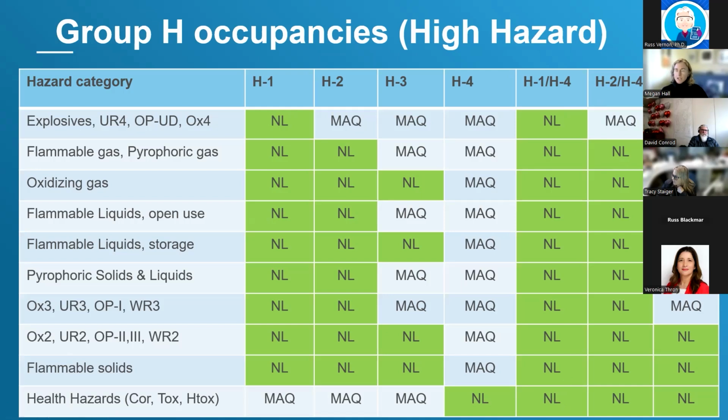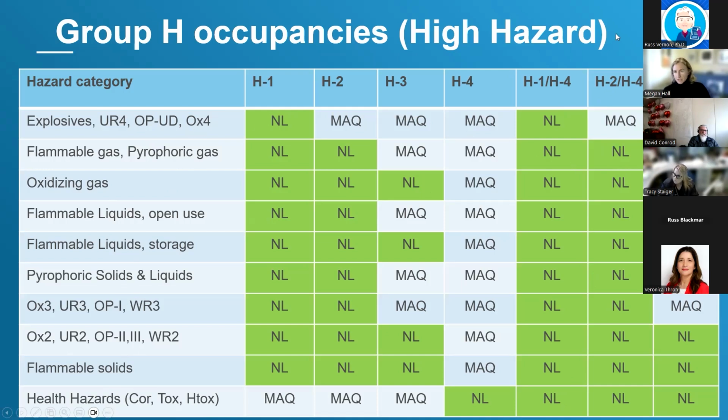H2, H4s are great if you have things that are pyrophoric and toxic materials, because you can have unlimited flammable pyrophoric gases, all of your pyrophorics are unlimited, and you can have unlimited health hazards too, and all these other physical hazards. But you can't just have, you know, 50 pounds of class 4 oxidizers in an H2 occupancy.